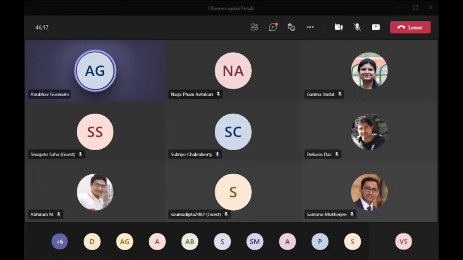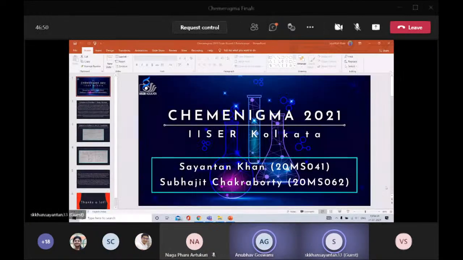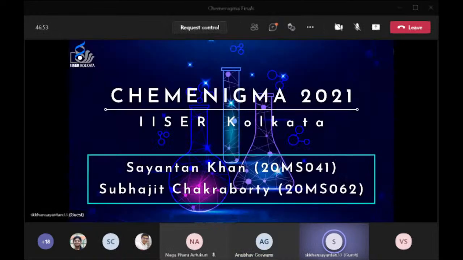That is Shayantan Khan and Shubhajit Chakraborty. Please present your answer, and please state clearly the problem that you are about to present the solution to. Yeah, sure. So we will be presenting the solution in just a second. Okay. Please try to hurry a bit because we are running a little late. Yeah, so is the presentation visible? Yes, you can start. Can I just confirm that it is full screen? Yes, it is full screen.